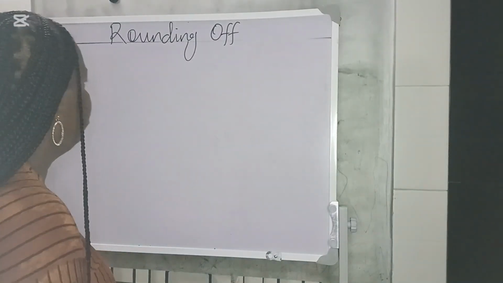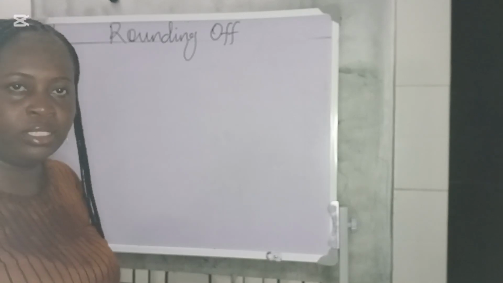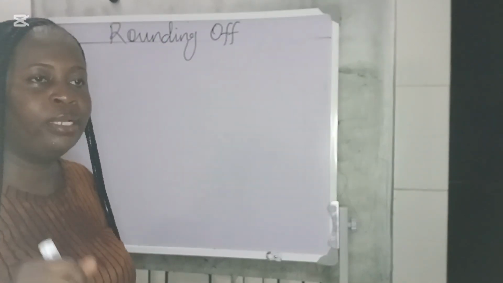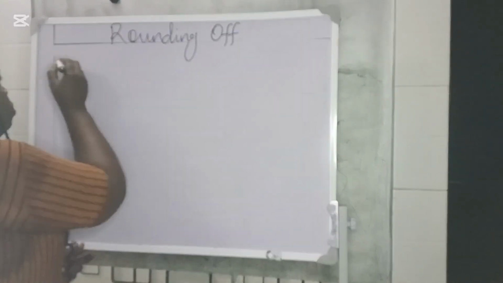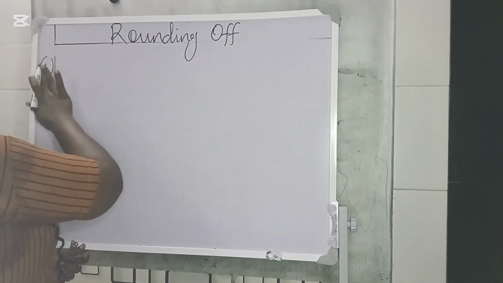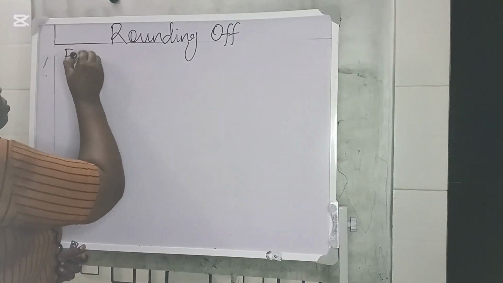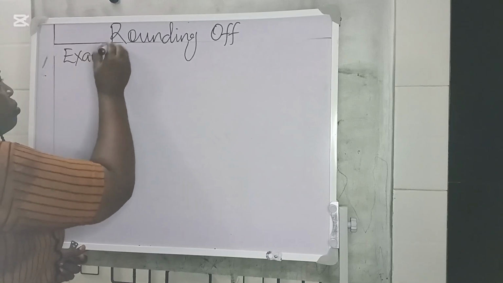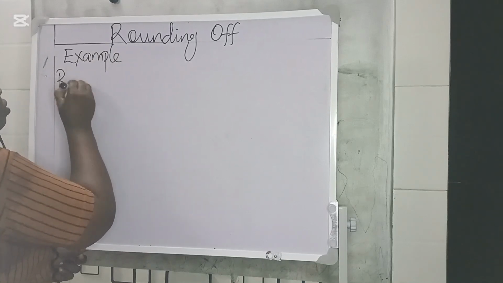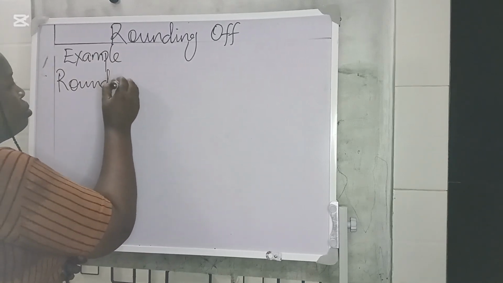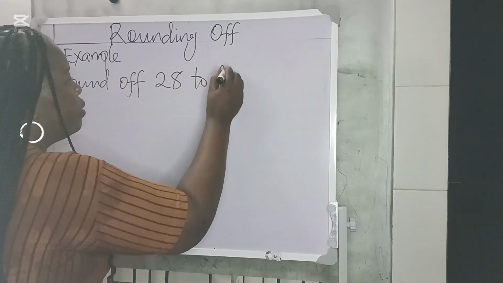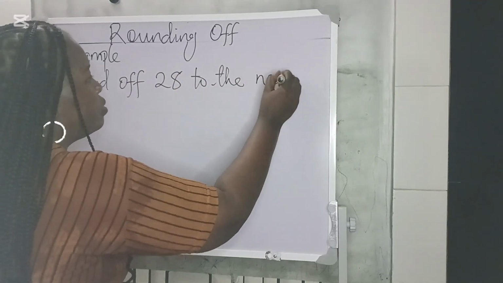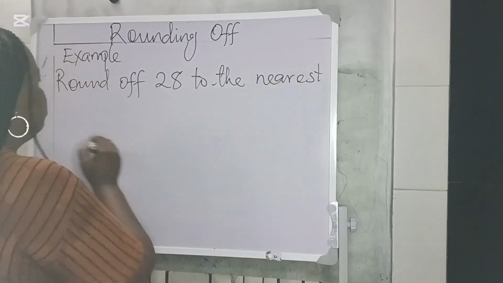Let's look at this number. If they give you this, round off this number to the nearest 10. Round off 28 to the nearest 10. Example: round off 28 to the nearest 10.